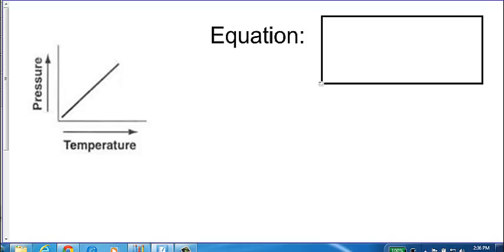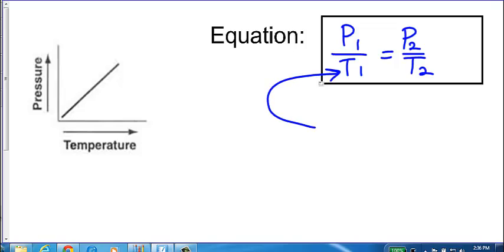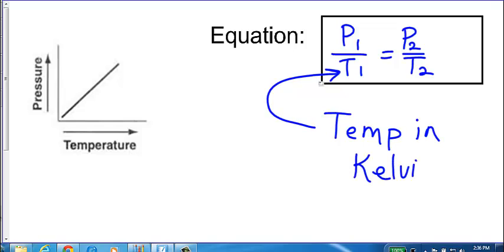The equation for Gay-Lussac's law is P1 over T1 equals P2 over T2. Okay? And that is the relationship between temperature and pressure. And again, remember, anytime we use temp, temp is in Kelvin. Anytime you plug that in, temp must be in Kelvin.